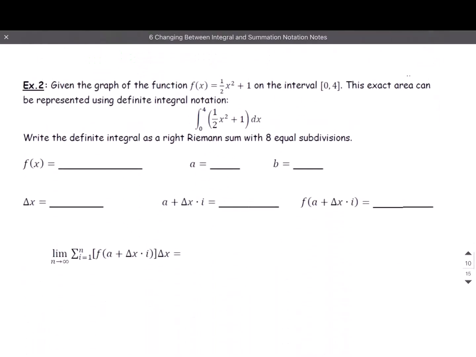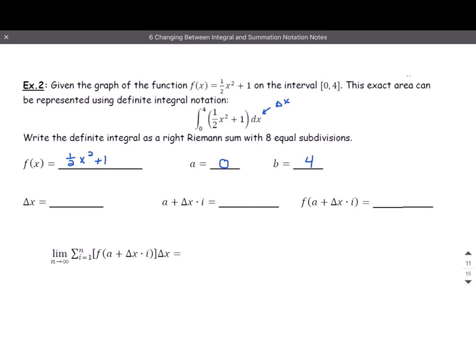Let's try one. Okay, so we're going to be given this graph. f of x is 1/2 x squared plus 1 on the closed interval from 0 to 4. We're going to find the exact area, which can be expressed using the definite integral. So we have the definite integral from 0 to 4. That means my a is 0 and my b is 4, of 1/2 x squared plus 1, that's my function, dx. Now that dx is just like our delta x. The dx is the change in the x's, just like the delta x is the change in the x's.